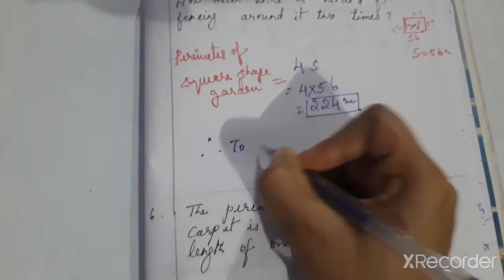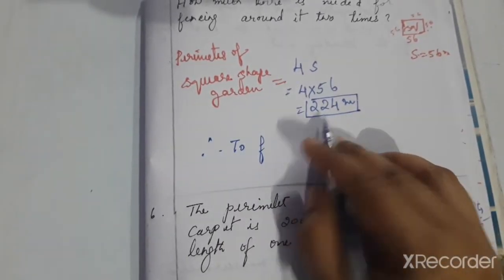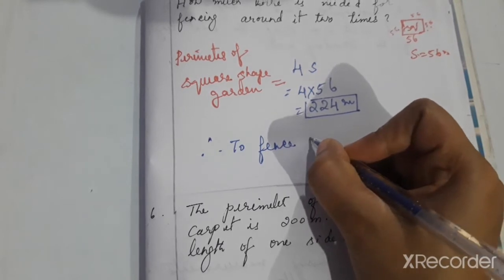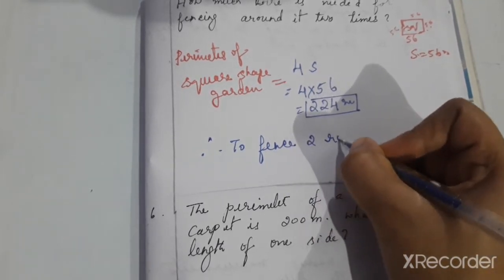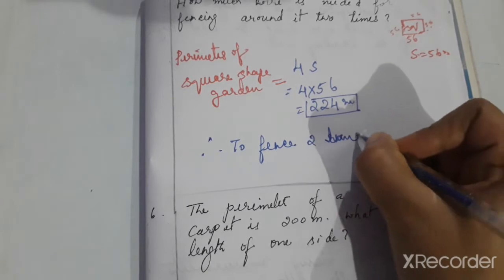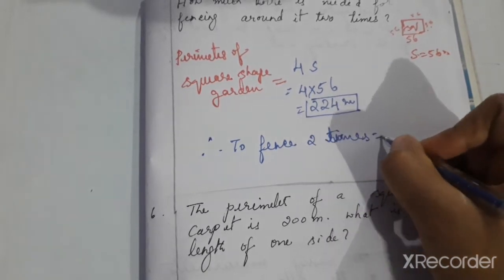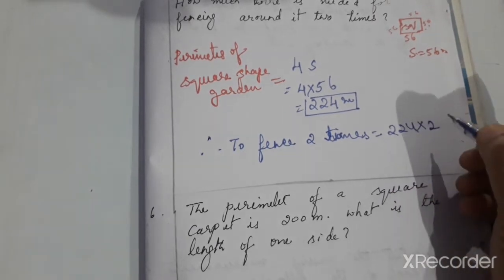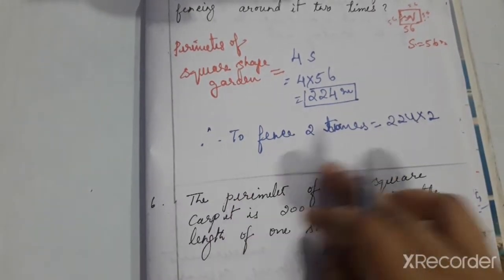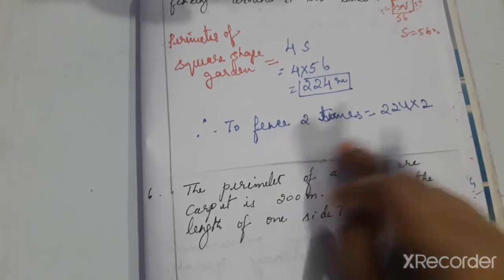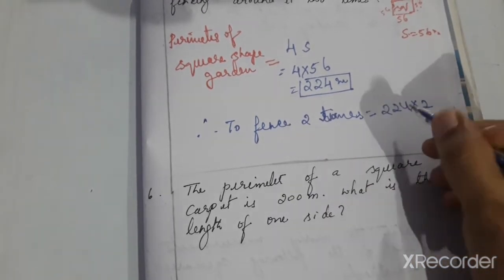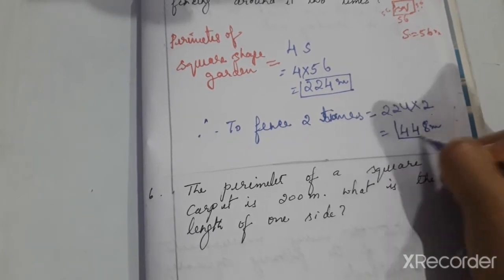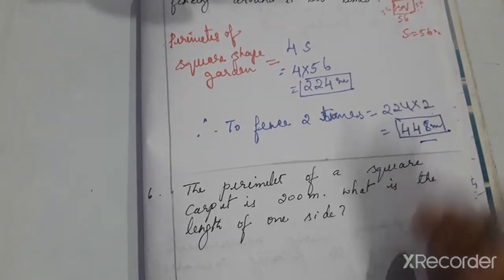Therefore, this is for 1 round. To fence 2 rounds, 2 times, equals 224 into 2. To fence around 2 times means 224 into 2. How much? 448 meter. This is the answer.